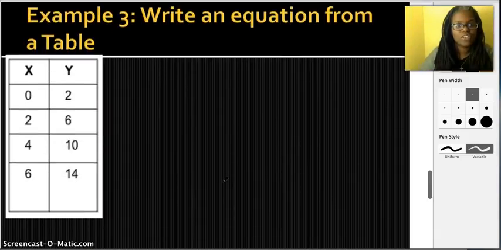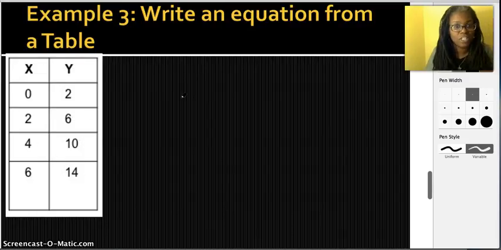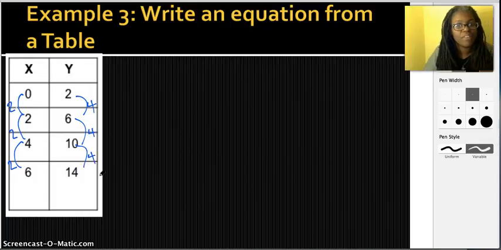It says write an equation from the table. So this table gives us some points: (0, 2), (2, 6), (4, 10), and (6, 14). Assuming this is a linear equation because we're dealing with the linear section, let's test it out really quick. The jumps here, let me use a pen with color. From here to here is 2, from here to here is 2, and from here to here is 2. From here to here is 4, from here to here is 4, from here to here is 4. And what I'm seeing is that the rate of change is consistent. So I know for a fact that this is referring to a linear equation, okay?